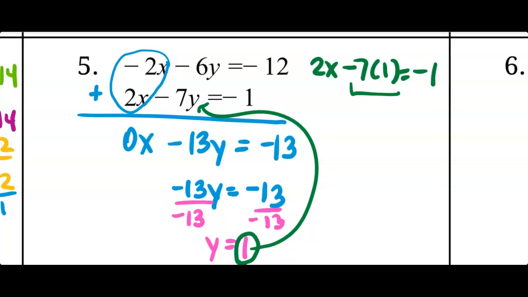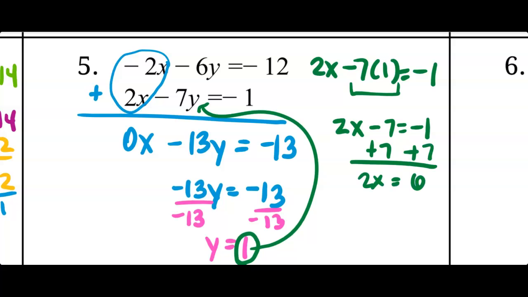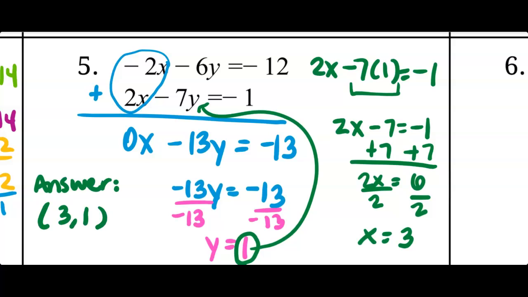Solving that out, I do -7 times 1, which is -7. Add 7 to both sides. So 2x is equal to 6. Dividing by 2 gives me that x is equal to 3. That means that my answer is 3, 1. It means my two lines intersect at the point 3, 1.